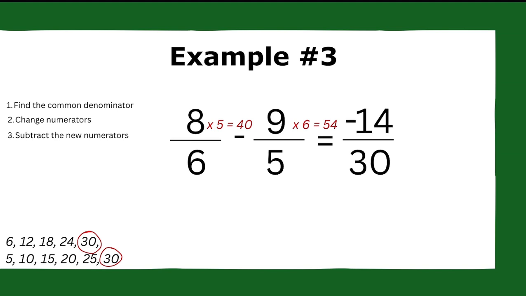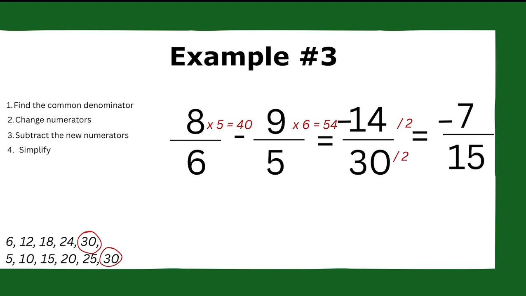Now, my third step would be to subtract those numerators. And 40 minus 54 actually gets me a negative. And when I do that, I get negative 14 over 30. Now, I would actually want to simplify. So to do this, I would do negative 14 divided by 2 and 30 divided by 2 because as you know, this is the greatest common factor that they share. So since they share this greatest common factor, I actually get a new fraction, and that would be negative 7 over 15.